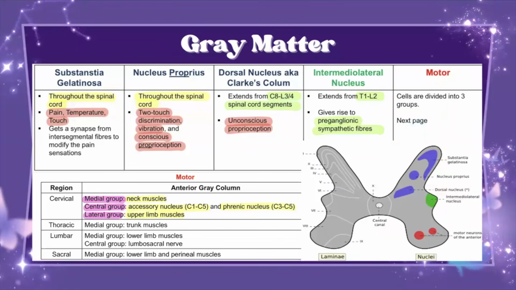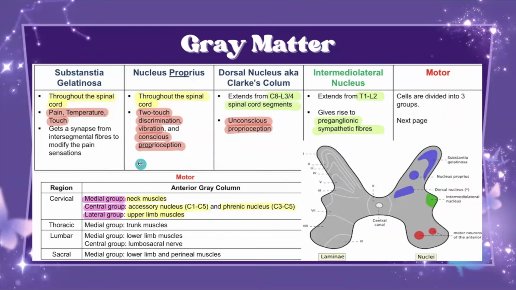Next, we have the gray matter. Let's talk a little bit more about that. We will be talking about the gray matter nuclei, starting with the posterior gray horn cells. I know this slide looks like it's a lot, but it's really not. It will be easier for you when everything is in one place. I really like this table.